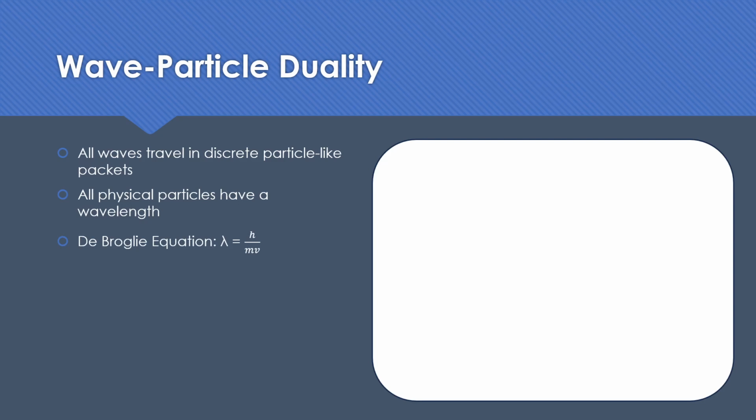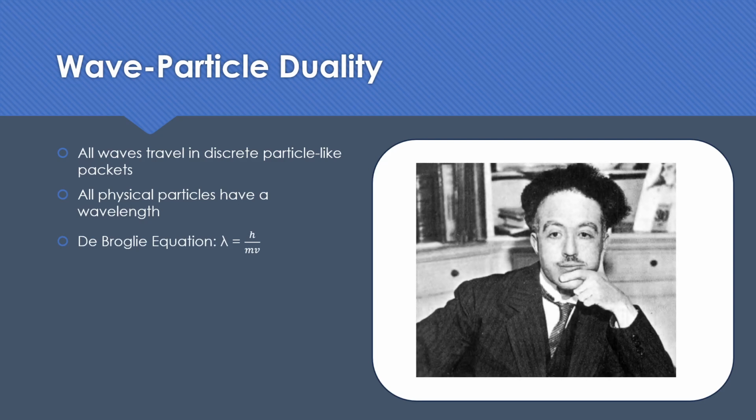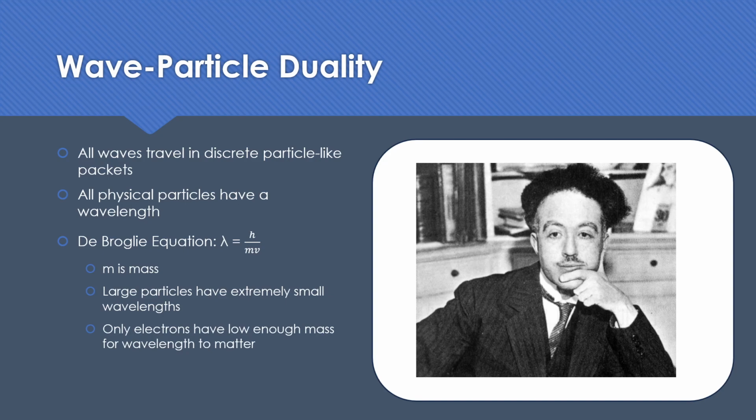This was done by a physicist named de Broglie, this stunning lad right here. And he found that the wavelength of any particle is equal to h, Planck's constant, divided by the mass times its velocity. Here, m is mass and v is velocity. Because mass is in the bottom, larger particles have extremely small wavelengths to the point where they don't matter. And it turns out that because of this equation, the only thing that is small enough to have a wavelength where the fact that it acts as a wave actually matters is an electron. So remember, an electron is 1/1800th the size of a proton. And it's so small that electrons will function like waves.